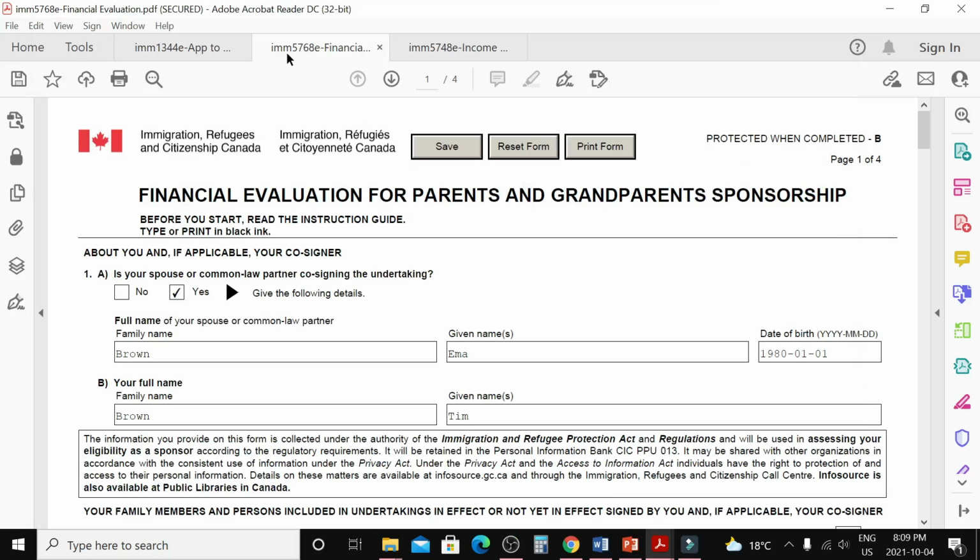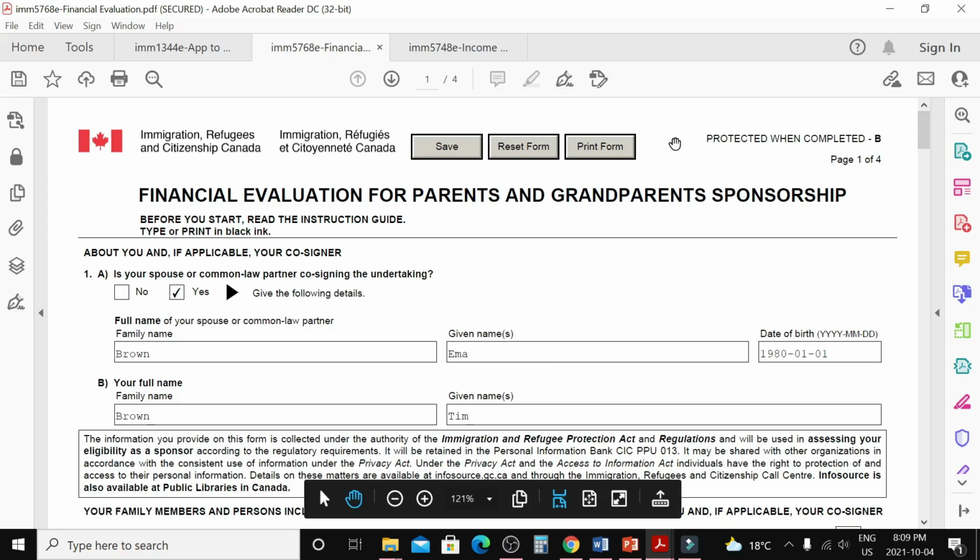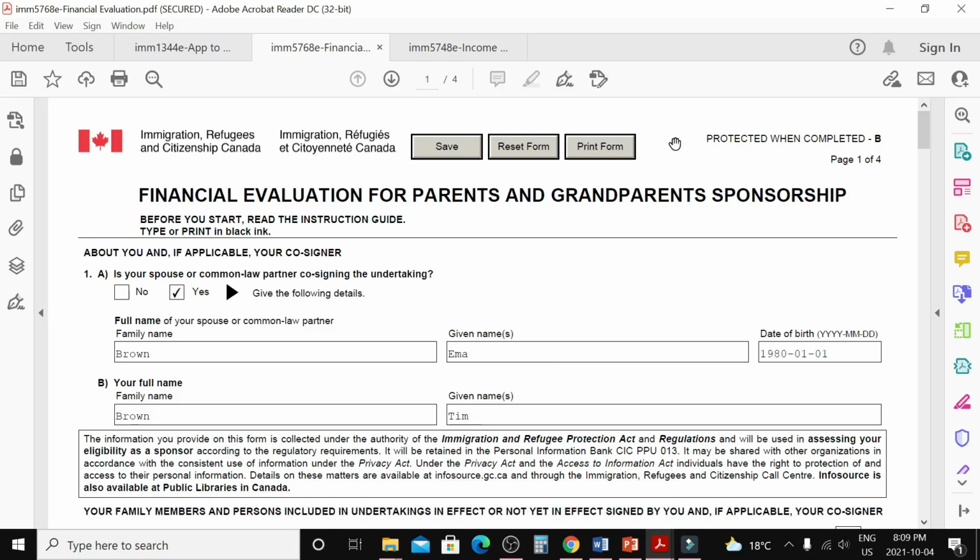Next form is 5768, financial evaluation for parents and grandparents sponsorship. This form needs to be completed by the sponsor and the co-signer, and needs to be signed by hand by the sponsor and the co-signer. First question is, is your spouse or common law partner co-signing the undertaking? So if yes, you can say yes, otherwise no.